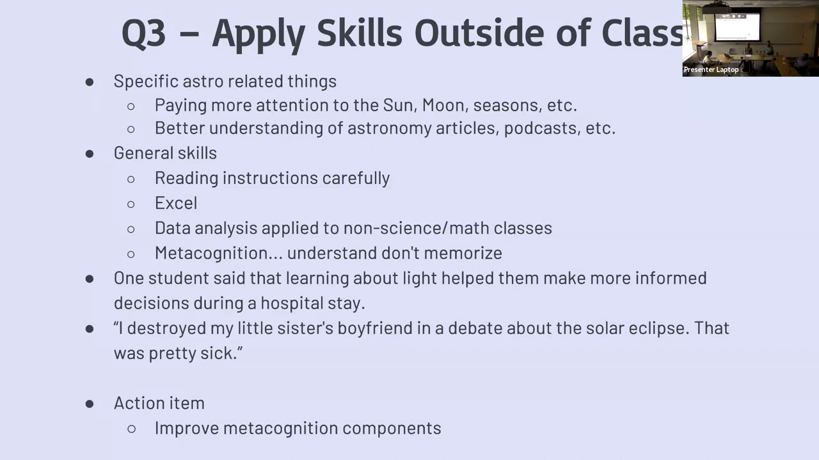So one of the things that I'm taking away from this, while I'm doing some course updates this summer, is to improve the metacognition components. So hopefully in the future, if I give the same question, the shift will be away from, oh, I look at the moon now, whereas students say that they didn't before, and that's very directly astronomy related. I'd like to see a shift more to, I took this skill that we learned in the class and applied it to other things. That would be through doing metacognition, making it more explicit with the students.